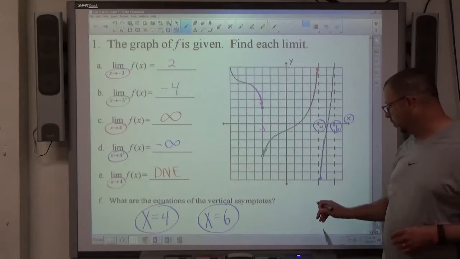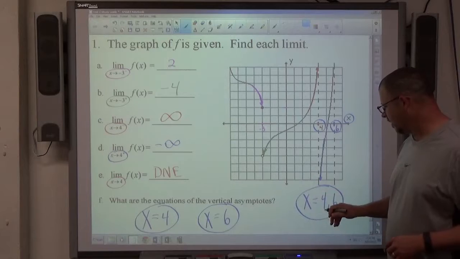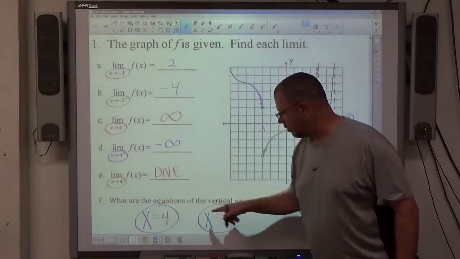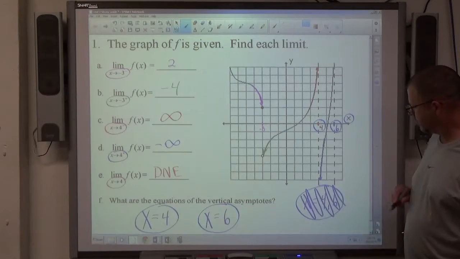If you write x equals 4, 6, something along those lines, you're going to lose credit because you're being a little bit lazy. So, a different equation for each one. Don't give me this type of answer when you have multiple asymptotes.